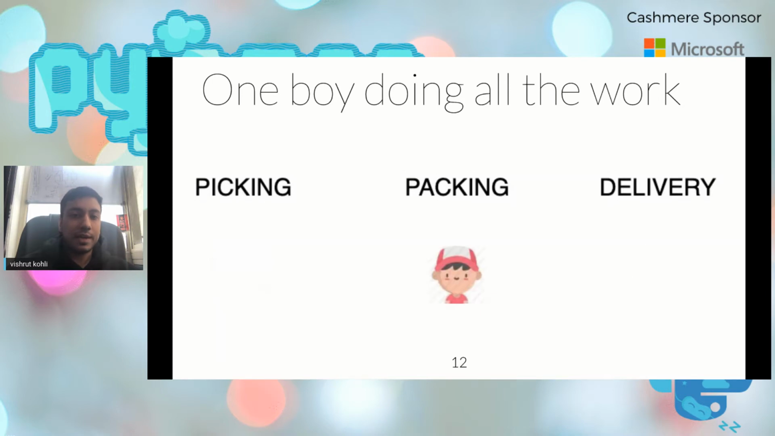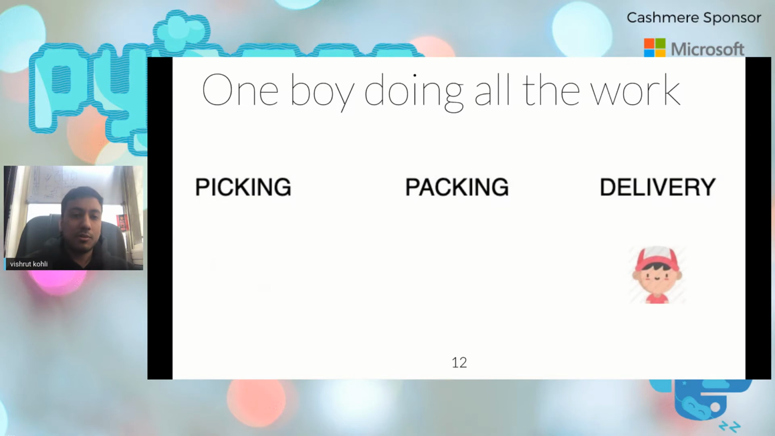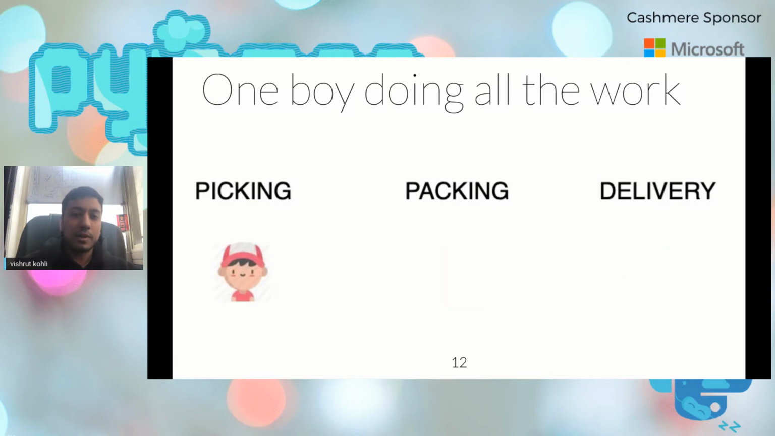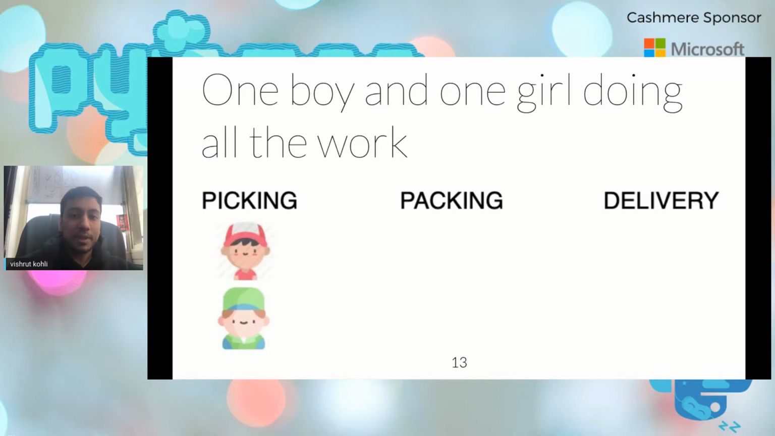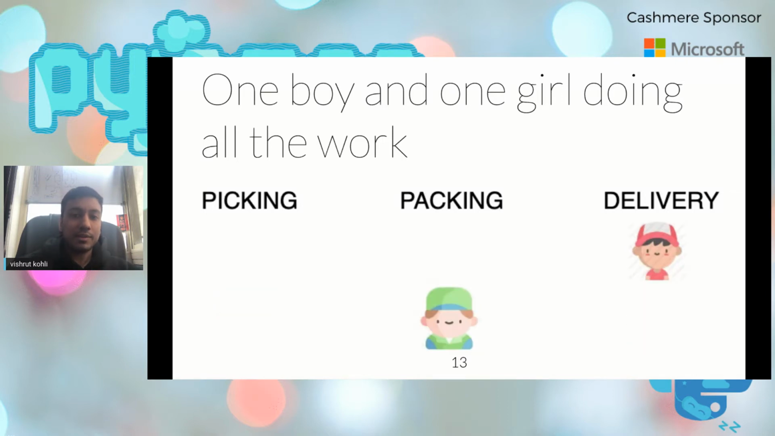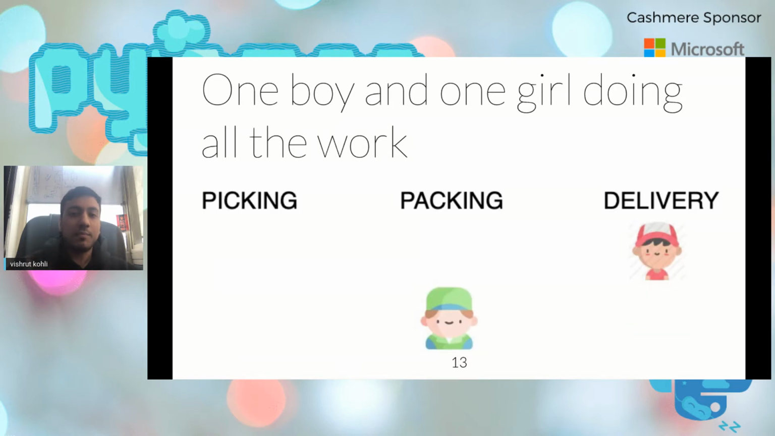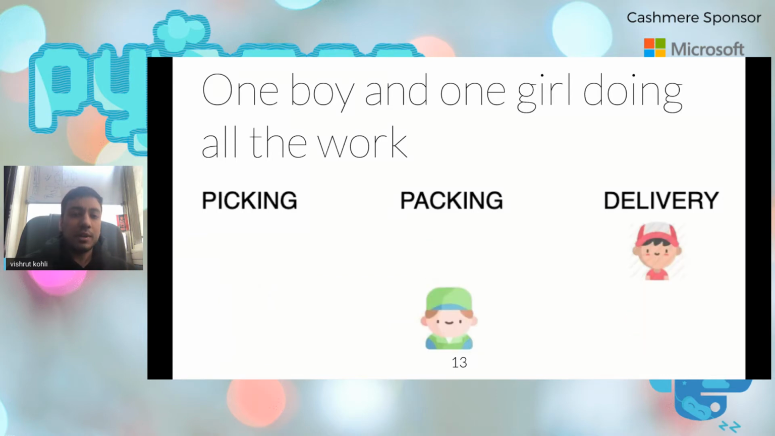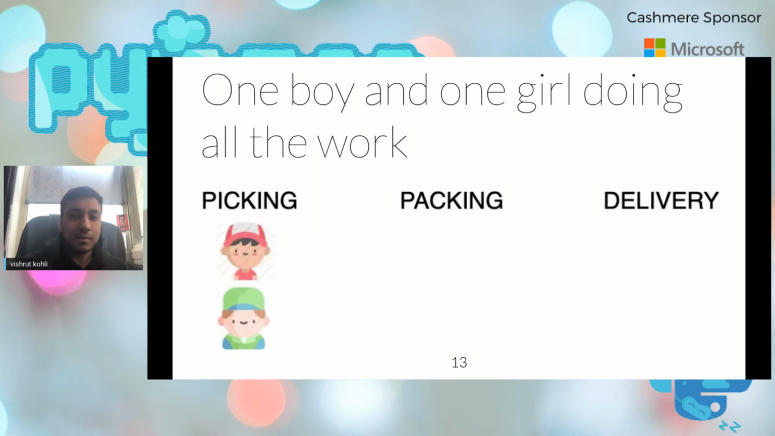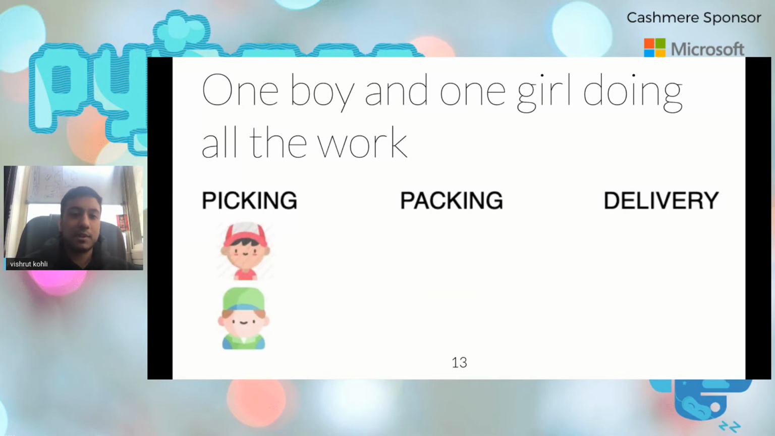And this worked for me for some time, but now the orders are increasing, and I want to scale my operations. So I also employed a girl in the same warehouse. Now they both are parallelly picking, packing, and delivering the products. And this is fine as when more orders start coming, I'll just add more people in the warehouse. But I think I can improve it a bit further as I know that these two people are really good at picking, but they are lousy at packing and they don't even have delivery bikes to deliver.